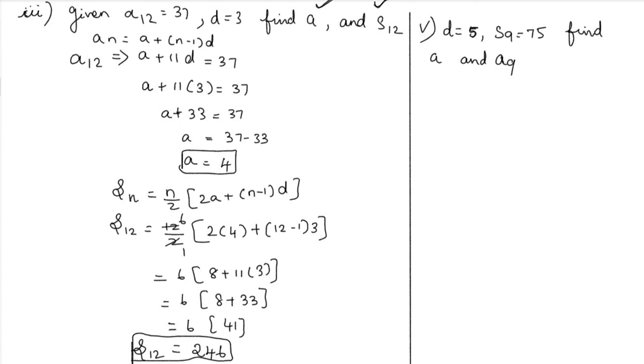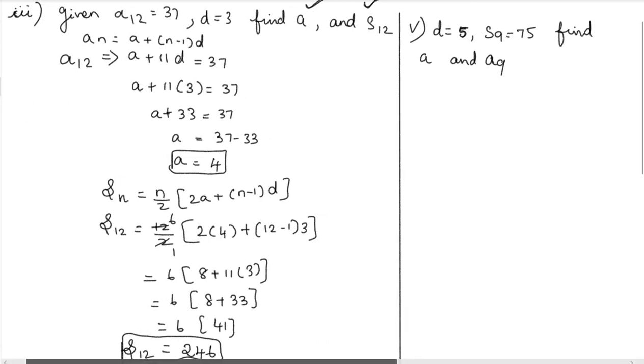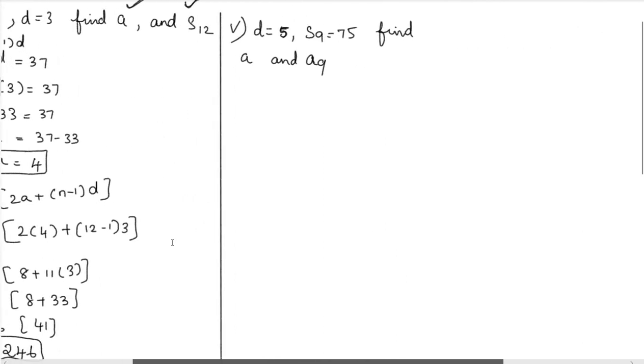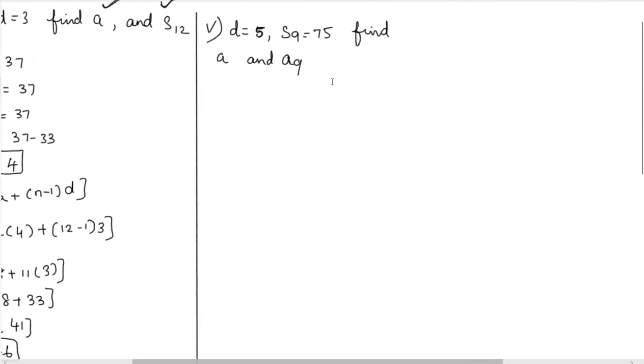Yes, listen carefully. What is the next sum given here? D is equal to 5, S9 is equal to 75. Find A and A9. Shall we find? Yes, listen carefully. S9 is given as 75, right?